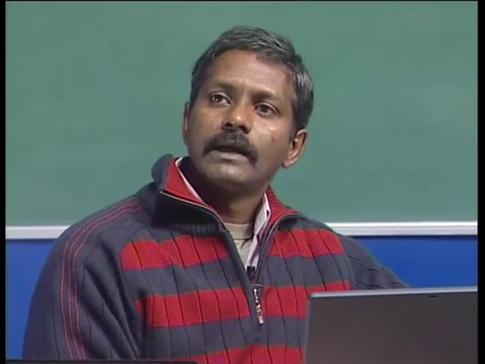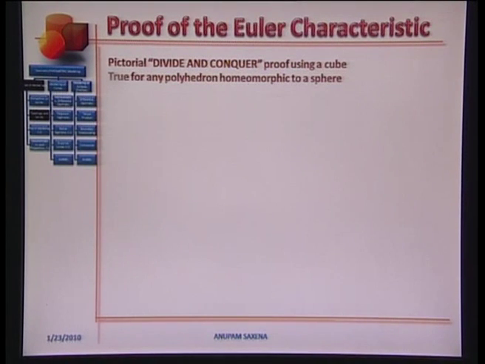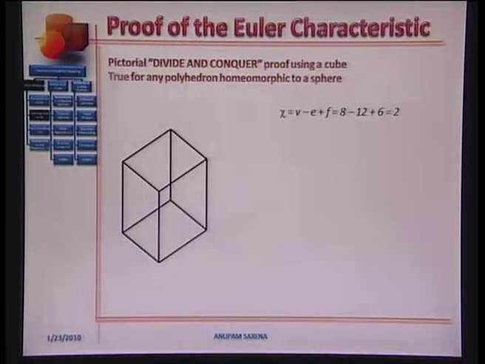Let's now try to prove the Euler characteristic. What I'll do is provide you a pictorial divide and conquer proof using the example of a cube. The proof would be true for any polyhedron which is homeomorphic to a sphere. Here's the cube or a block. For this, we now know that the Euler characteristic is 2, as the number of vertices is 8, the number of edges is 12, and the number of faces is 6. Now imagine that you're taking this face off.